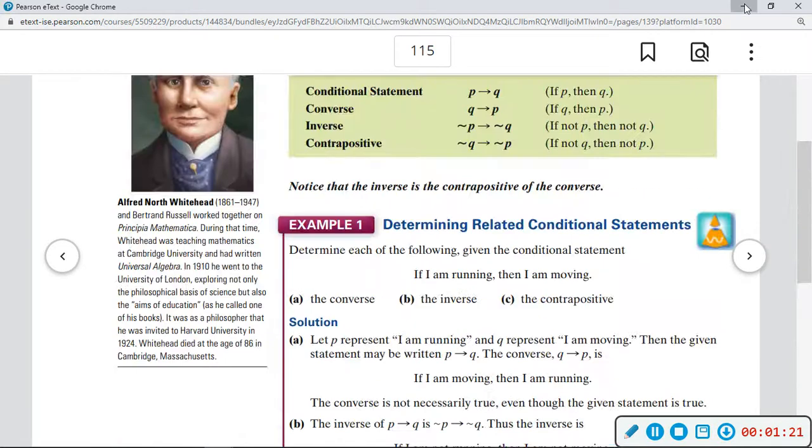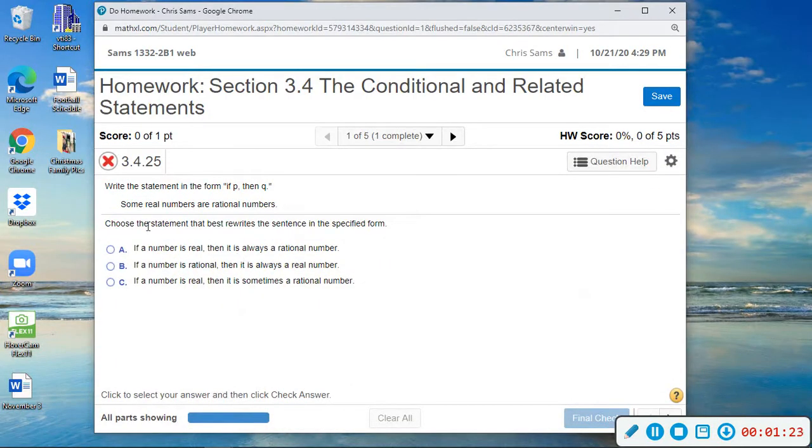So anyway, going to number one, we have some real numbers are rational numbers. We want to write it in if then form. So this one says, if a number is real, then it is always rational. And that's not the case, because we got some real numbers are rational, not all of them.